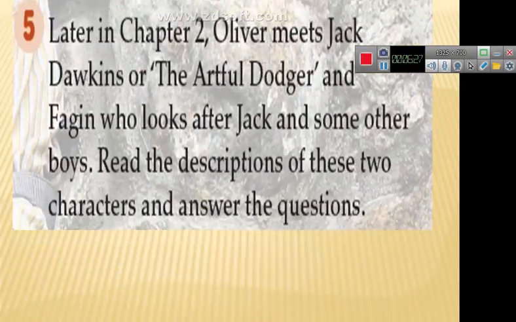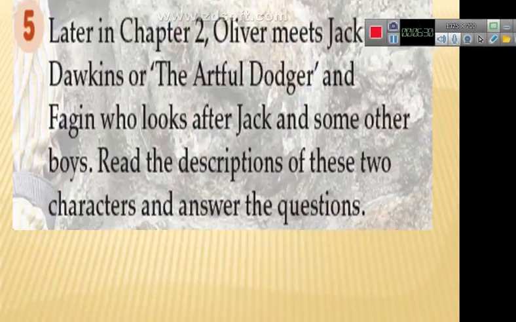Later in chapter 2, Oliver meets Jack Dawkins, or the Artful Dodger. As we know, this is a bad boy. And Fagin, he was also a very bad man who looks after Jack and some other boys. Now we are going to read the descriptions of these two characters and answer the questions.